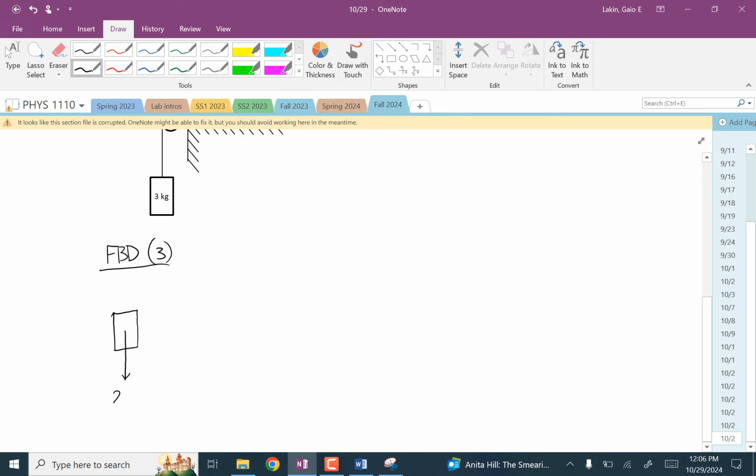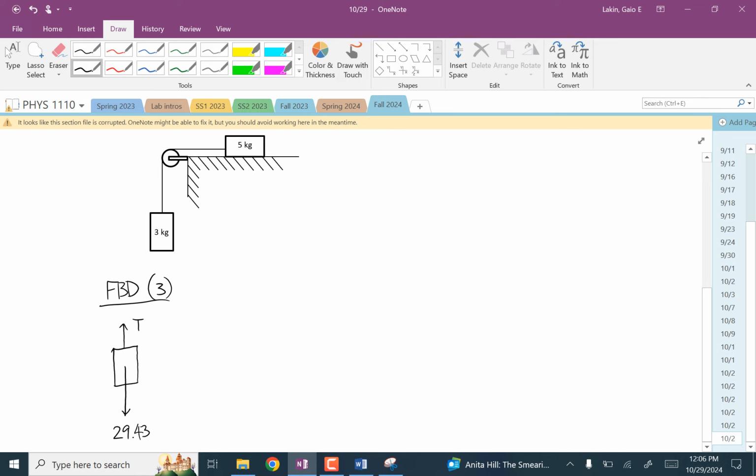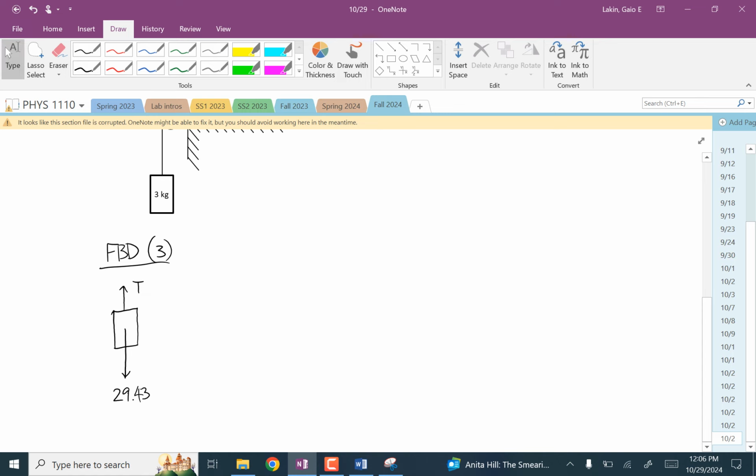There's a weight down of 29.43. And then there's a cable force up. Call that T. And Newton's second law says 0T plus 0, negative 29.43 is equal to the mass times the acceleration. Is the acceleration moving along X or along Y? Y, so I'm going to call this 0A.